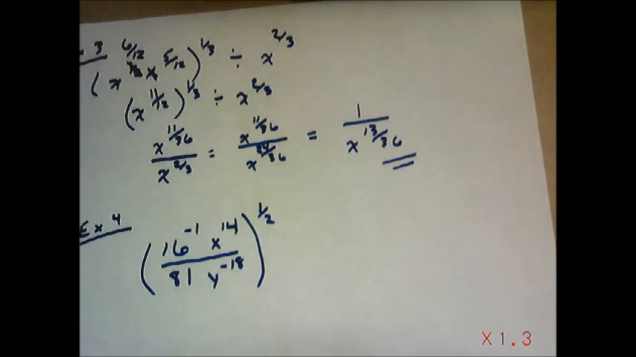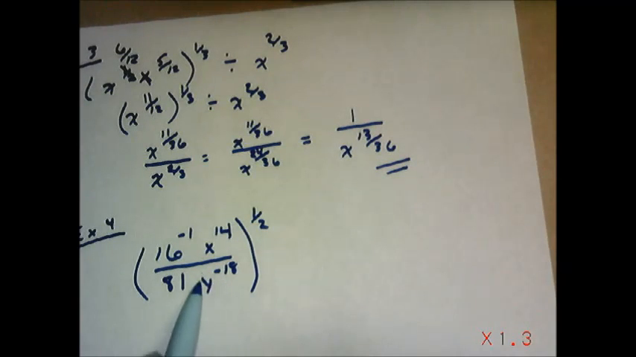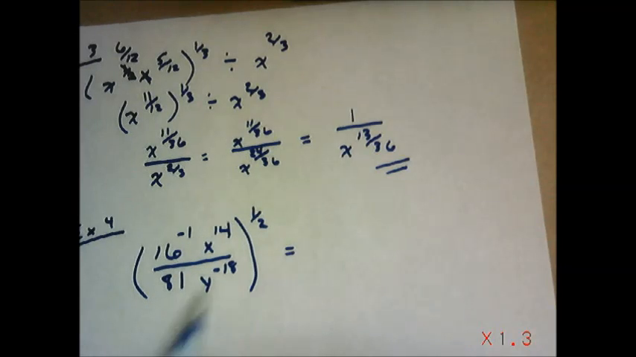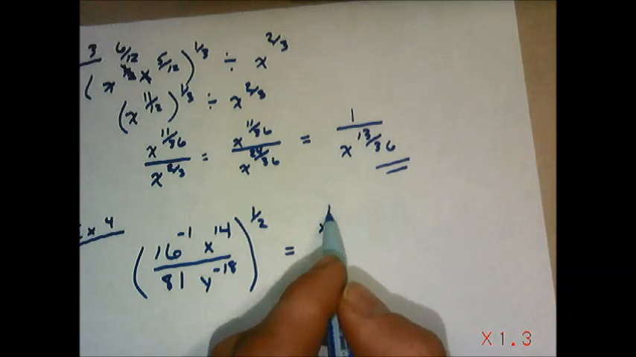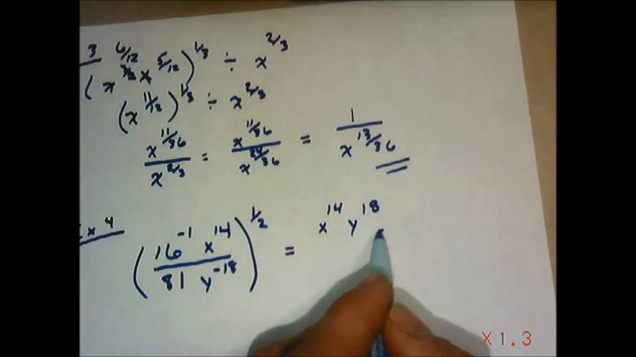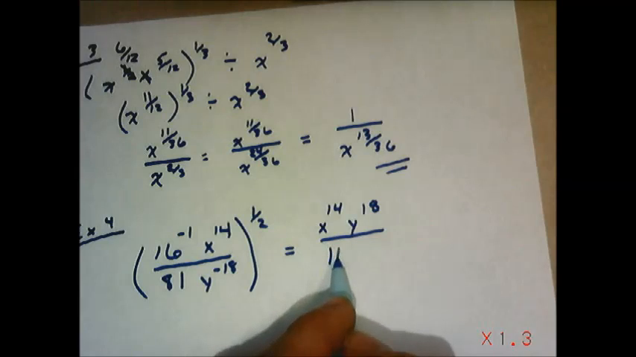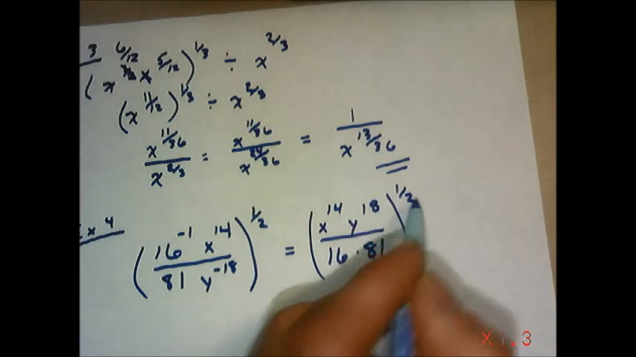How beautiful is that? Well, there's a couple of things we can look at and say: we have this negative power, which we can take to the bottom, and we have this y to the negative 18th power, which is going to bring it to the top. So rewriting this with all positive exponents, I have x to the 14th and y to the 18th in my numerator, and in my denominator I have 16 times 81. And this is all to the 1/2 power.